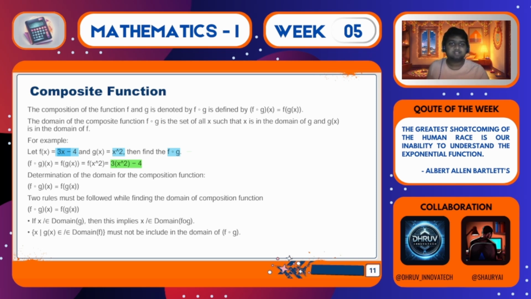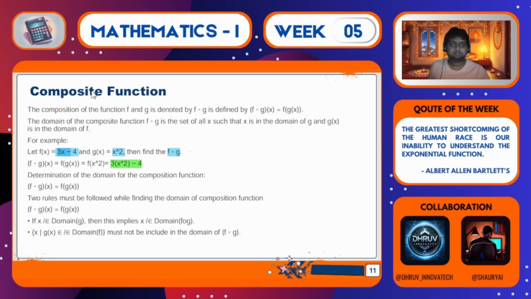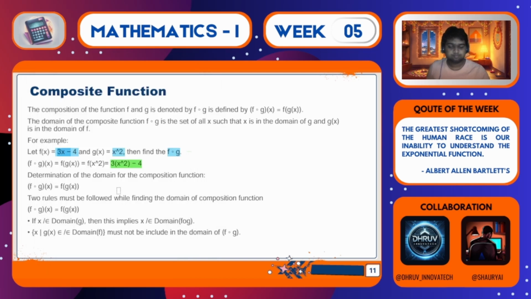If it was g of f(x), then in place of x squared, you would substitute 3x minus 4 in the x squared term. This is your g of f(x): 3x minus 4, raised to the whole square. In this case, when asked for the domain, we have to calculate the domain of g of f(x).